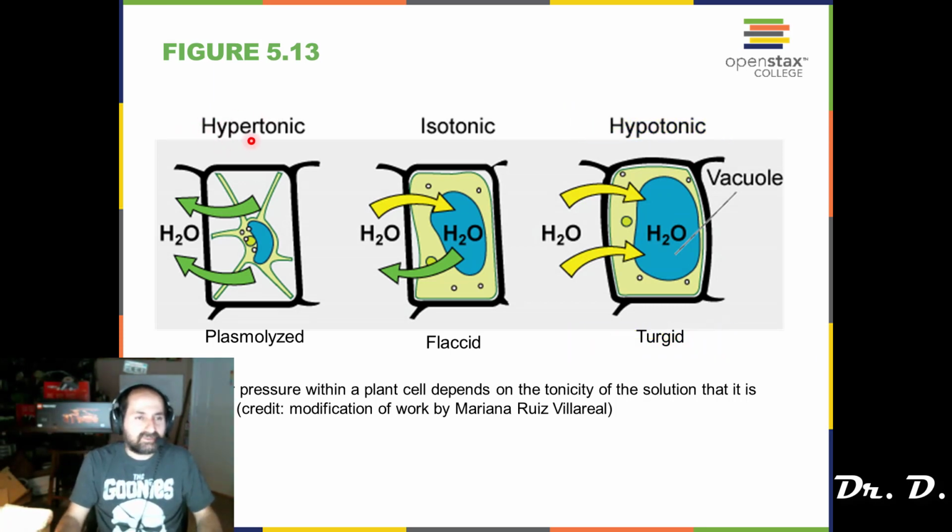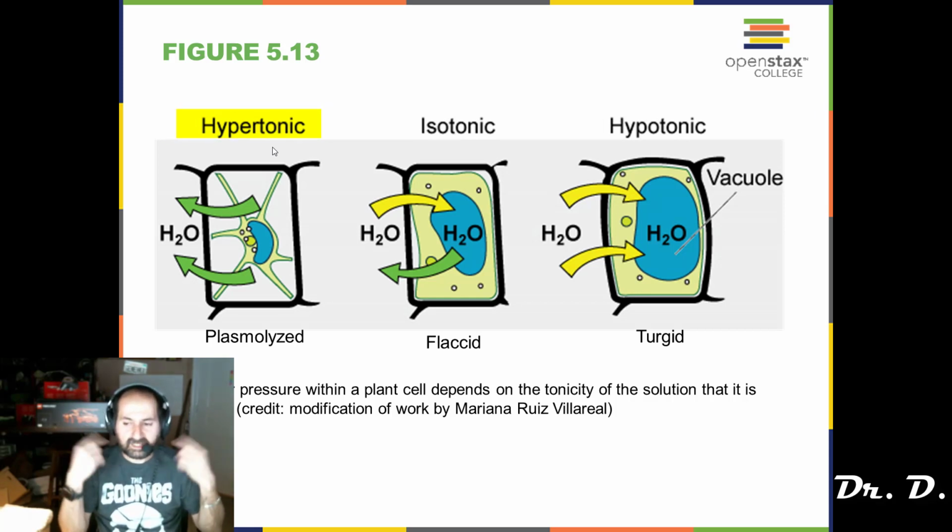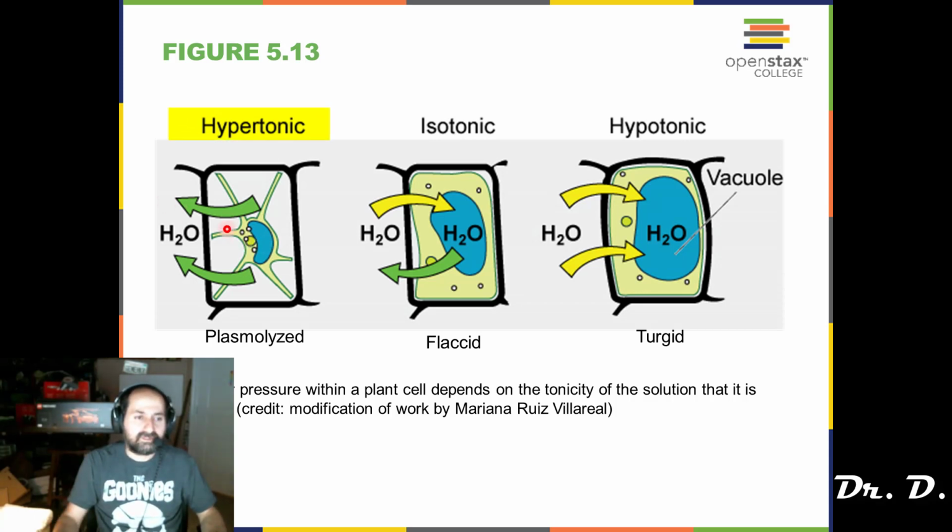Okay, now what happens when I put my plant cell in a hypertonic environment? Look at this at the top left, hypertonic environment. This is, for example, a very salty environment. What happens to my plant cell? Look, there's a lot of water leaving the cell. Why? Because hypertonic means the water concentration outside of the cell is very low compared to the water concentration inside of the cell. So the water is going to diffuse out. There's a net diffusion of water out of the cell through osmosis.